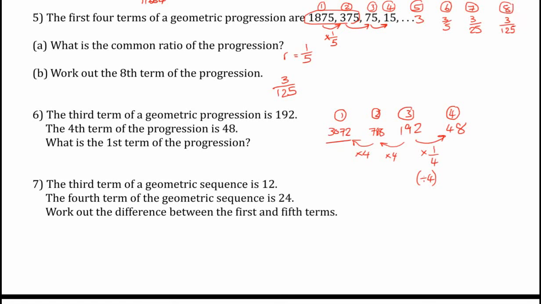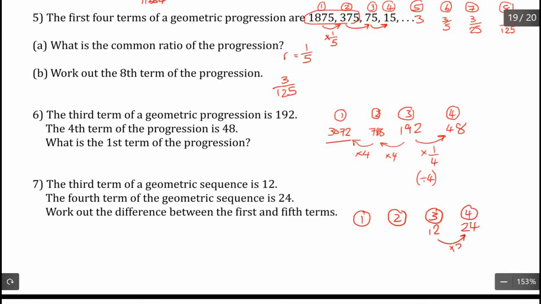And final question on that page, the 3rd term is 12 and the 4th term is 24. So hopefully you can see there that the common ratio is 2. Work out the difference between the 1st and the 5th terms, so we've just got to find out what they are. Times that by 2 would give us 48. We divide by 2 to work out these other ones. Second term would be 6, first term would be 3, and the difference between 48 and 3 is 45.